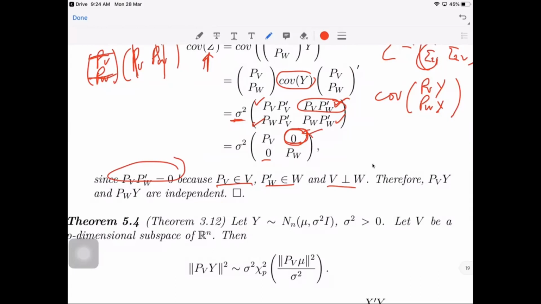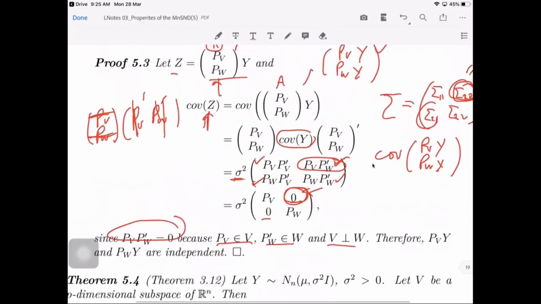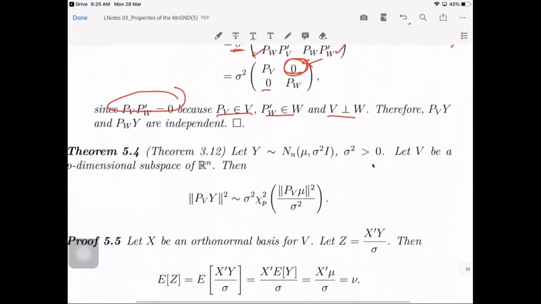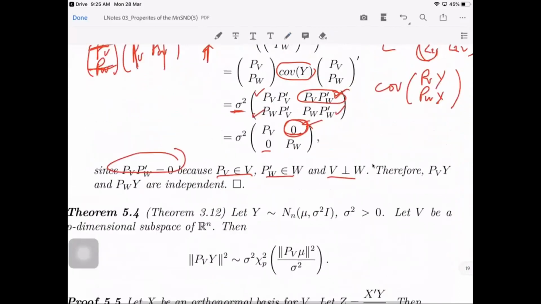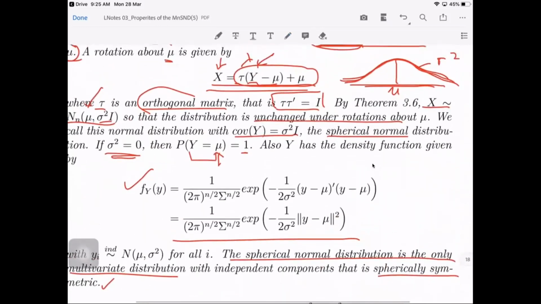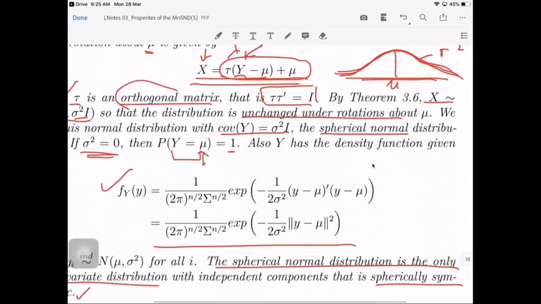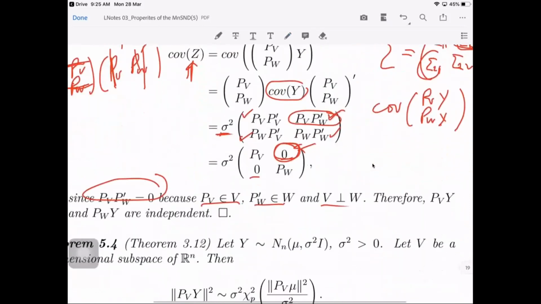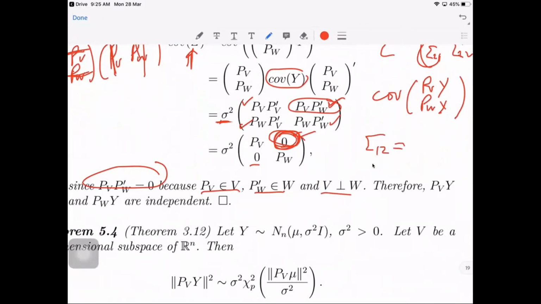Then we use the result that it follows that these are independent. So what theorem was that? What theorem gave that result? Anyway, you can scan through that theorem there. As long as you can show that this is 0, that sigma 1, 2 is equal to 0.